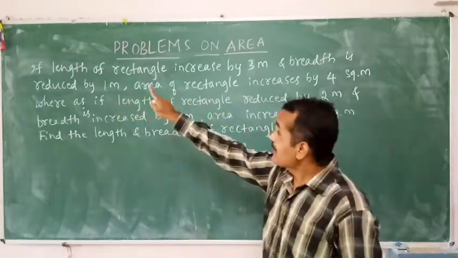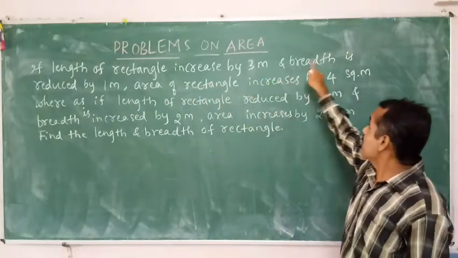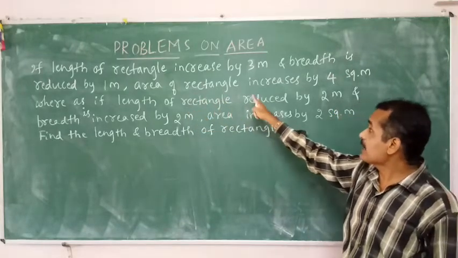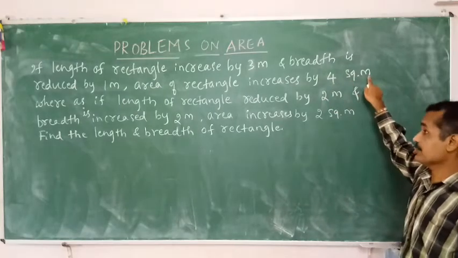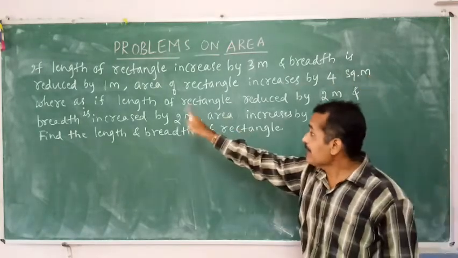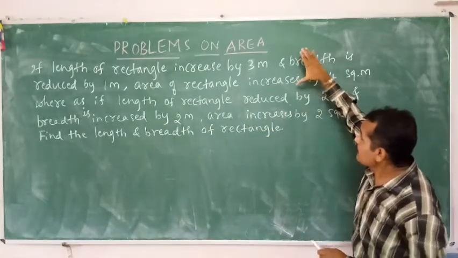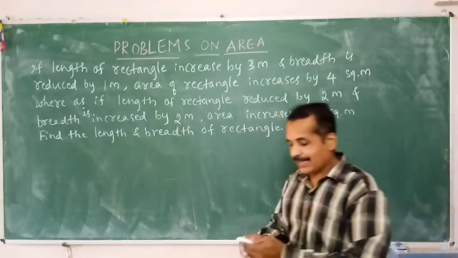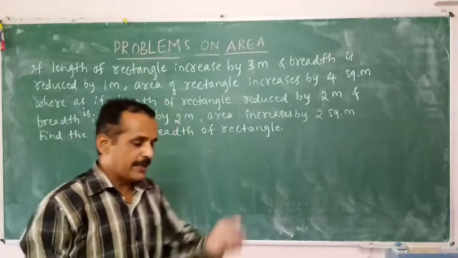What do they say? The length of the rectangle increased by 3 meter and breadth reduced by 1 meter, area of the rectangle increases by 4 square meter. Whereas length of the rectangle reduces, there are two different conditions. This is the first condition, this is the second condition. Let me start solving the problem, and I will explain one by one.